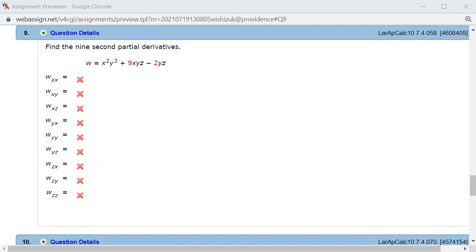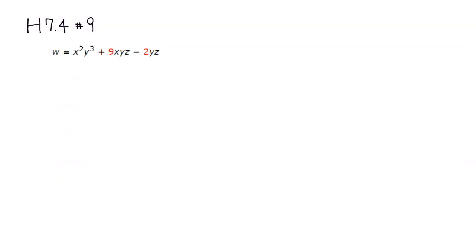All right, let's look at homework 7.4, problem number 9. We're going to find all nine second partial derivatives. So let's do that. We're going to have to do the first partials first. So we have the partial derivative of w with respect to x. I'm going to use the subscript notation here.